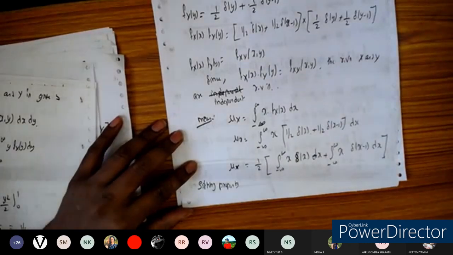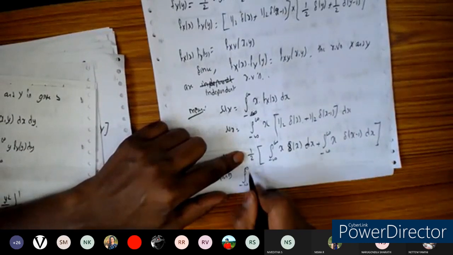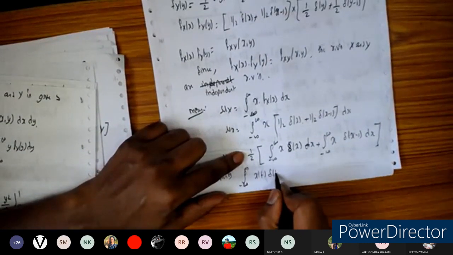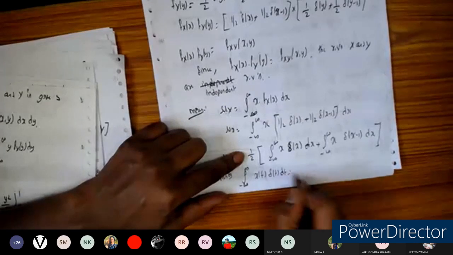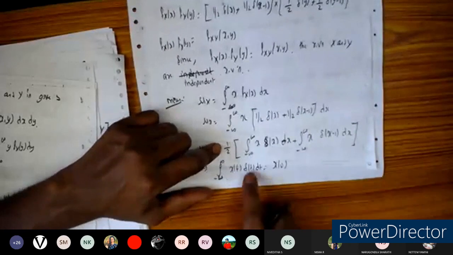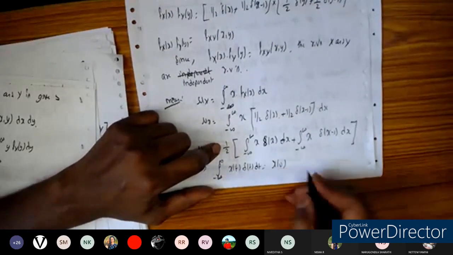Shifting property. The integral from minus infinity to plus infinity of x of t into delta of t into dt will become x of 0. Delta of t is defined at t equal to 0, that's why x of 0 will come here.